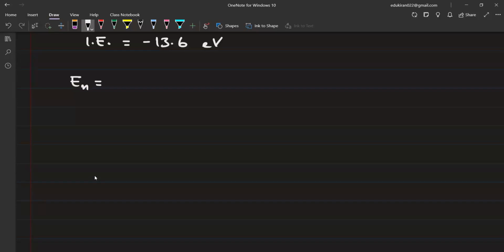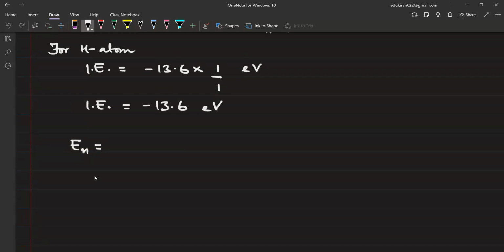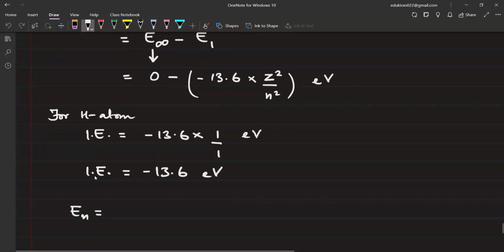Energy of nth orbital is equal to, oh wait a second, ionization enthalpy जो होगा वो पॉजिटिव हो जाएगा ना, माय बैड. इसको पॉजिटिव कर लीजिए प्लीज, नेगेटिव नेगेटिव पॉजिटिव हो जाएगा, प्लीज इसको पॉजिटिव कर लीजिए. डन एवरीवन?